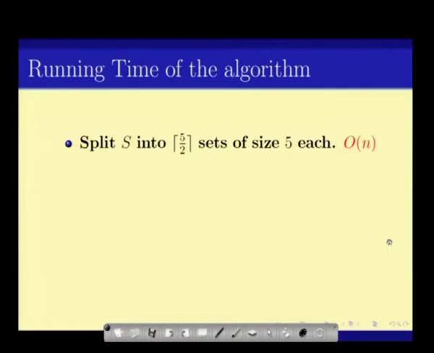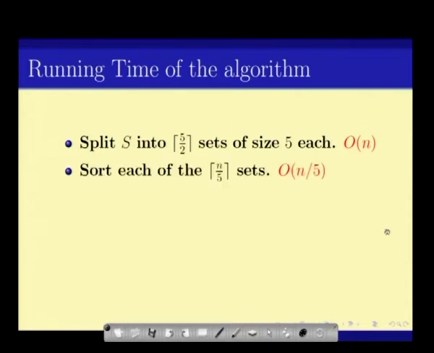So, one can ask k to be 10, one can ask k to be n over 2, anything. So, here is the algorithm. We first split this set into sets of equal size. So, we get order n number of steps there.